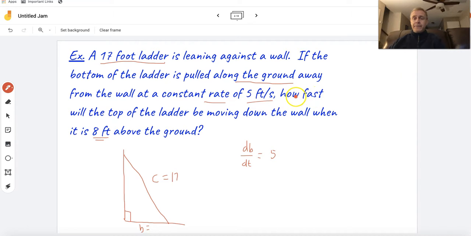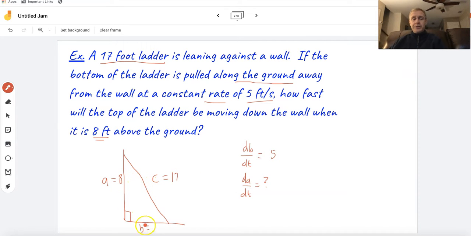And we want to find out, once again, how fast the top of the ladder will be moving down the wall. So that's going to correspond to this particular side here. And we're going to want to find the rate at which this side is changing. So dA/dt is what we're going to solve for. And we're going to want to do this when the ladder is 8 feet above the ground. So I'll put that value of 8 in for that leg there. All right, so that's all the information from the problem that I gleaned from it.